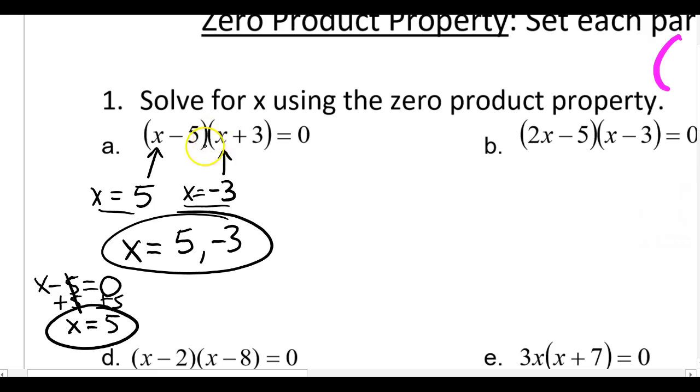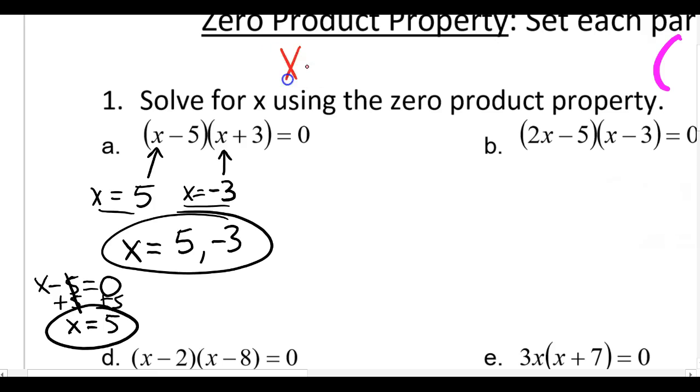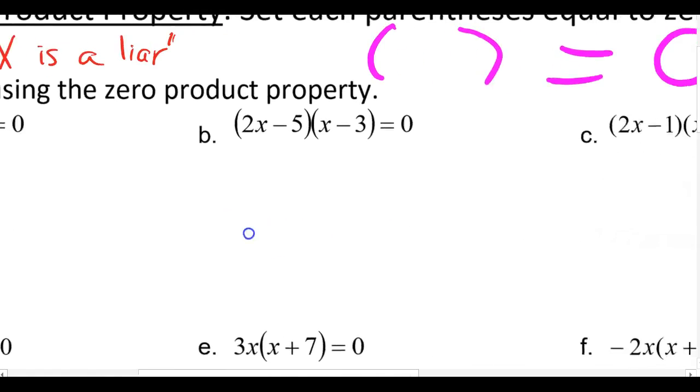Now with the first one, it's pretty obvious. If this number is plus, this number is negative. If this number is minus, this number is positive. And we call that x is a liar. X is a liar, because the number that's next to the variable, next to the letter x, is lying to you. Because the answer is not negative 5, it's positive 5. The answer is not positive 3, it's negative 3. So we say x is a liar. Okay? Now going to the next one, on B.